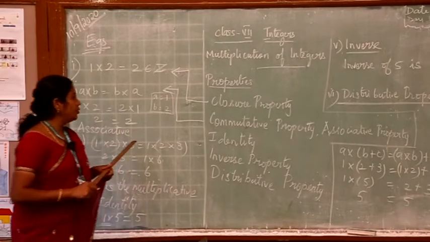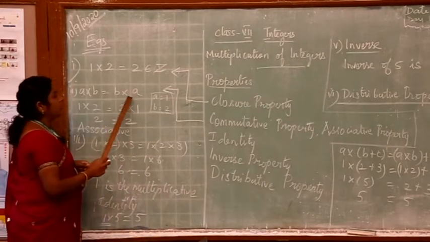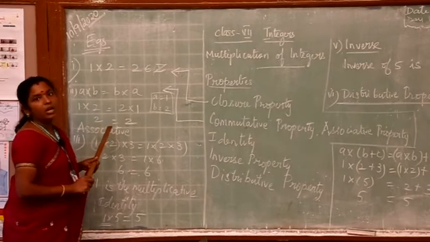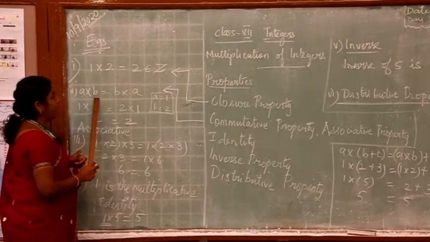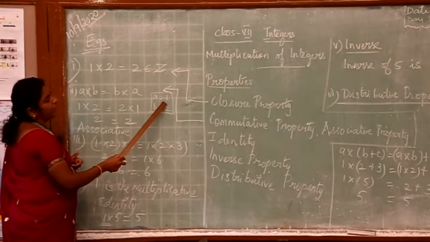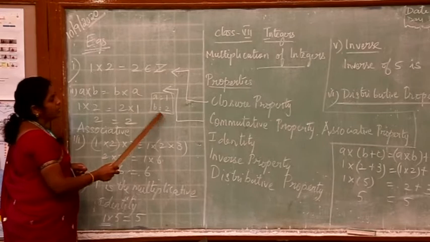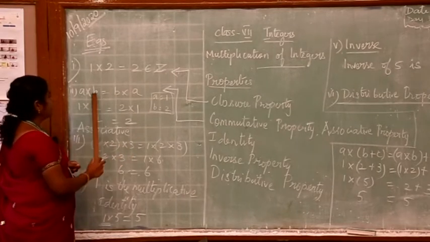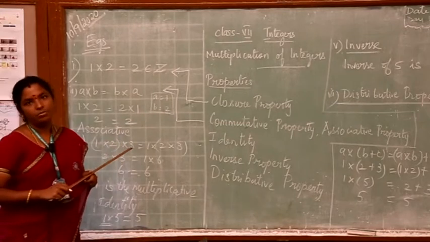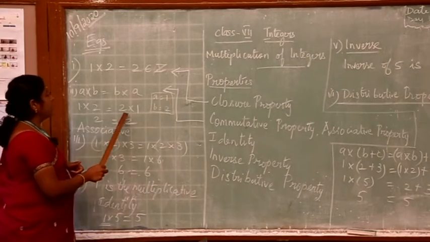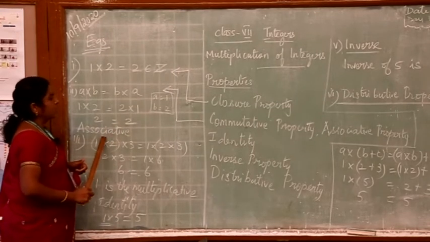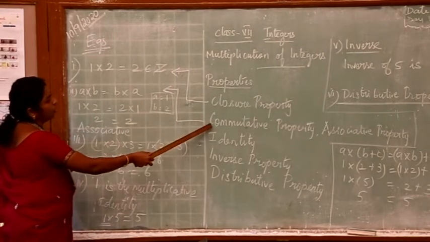We are taking any 2 numbers, A cross B is equal to B cross A. Generally, for denoting any numbers, we use the alphabets A and B. A into B is equal to B into A. I am going to take the value of A is equal to 1 and B is equal to 2. I just substitute instead of A and B here. Since the operation is multiplication, I am giving multiplication. So, 1 into 2 is equal to 2 into 1, which is 2 is equal to 2. So, this commutative property also holds good.